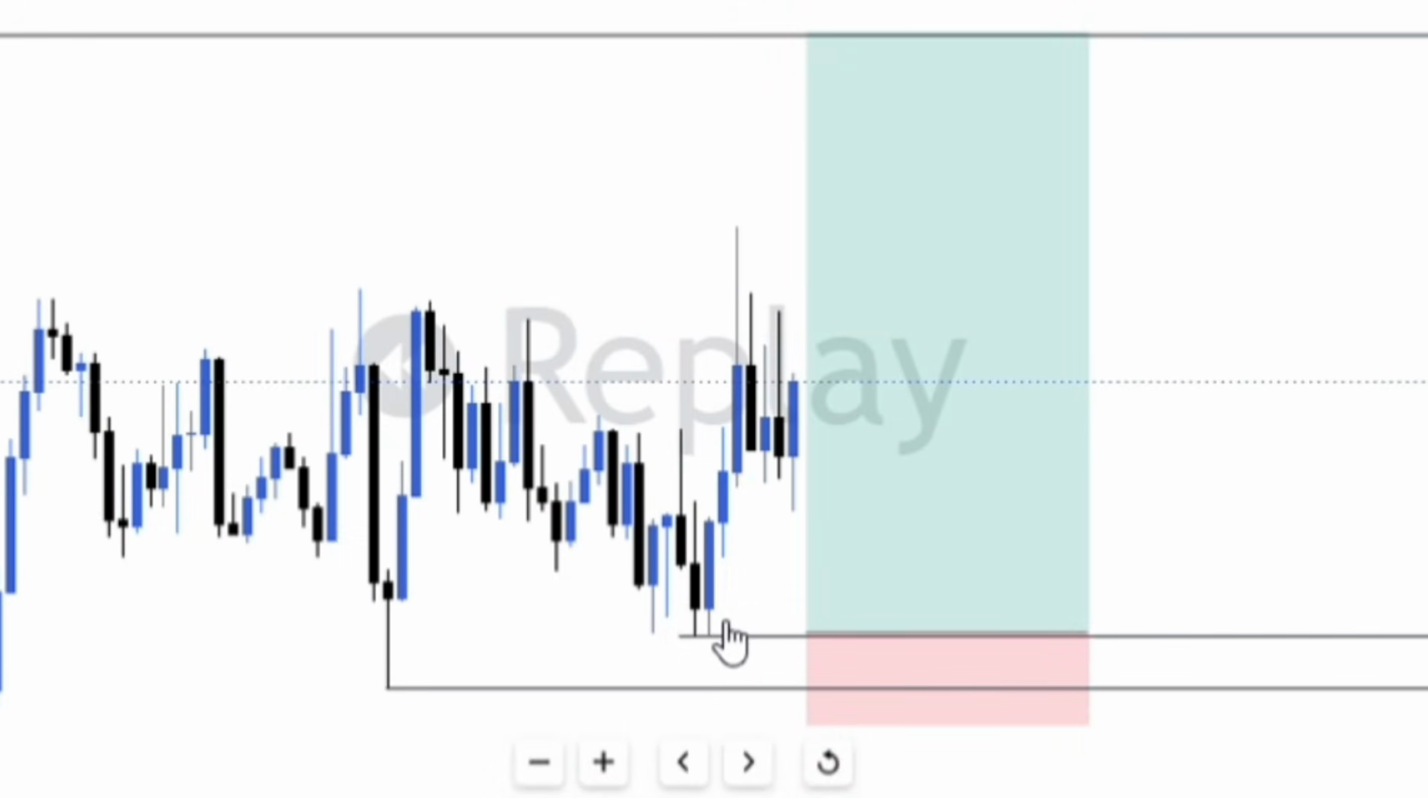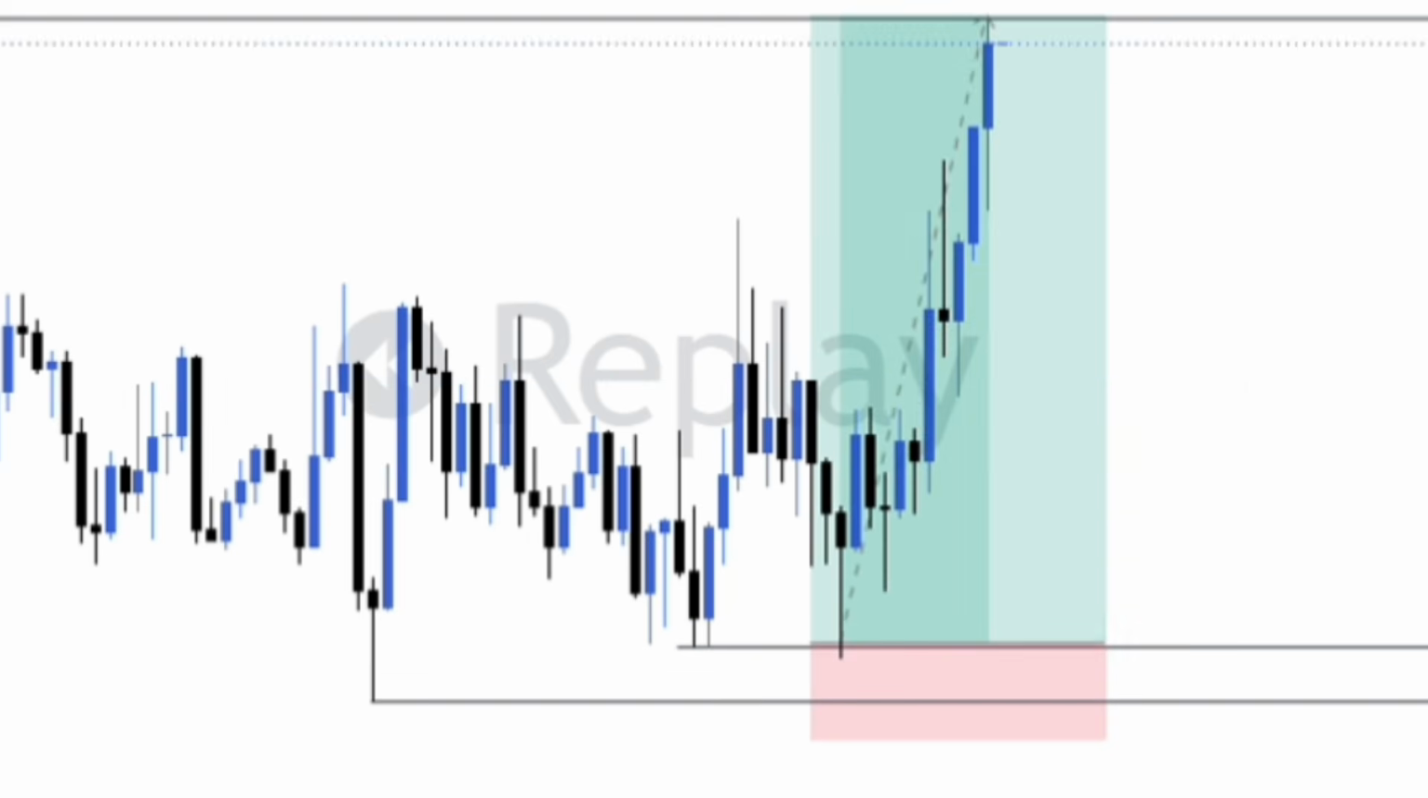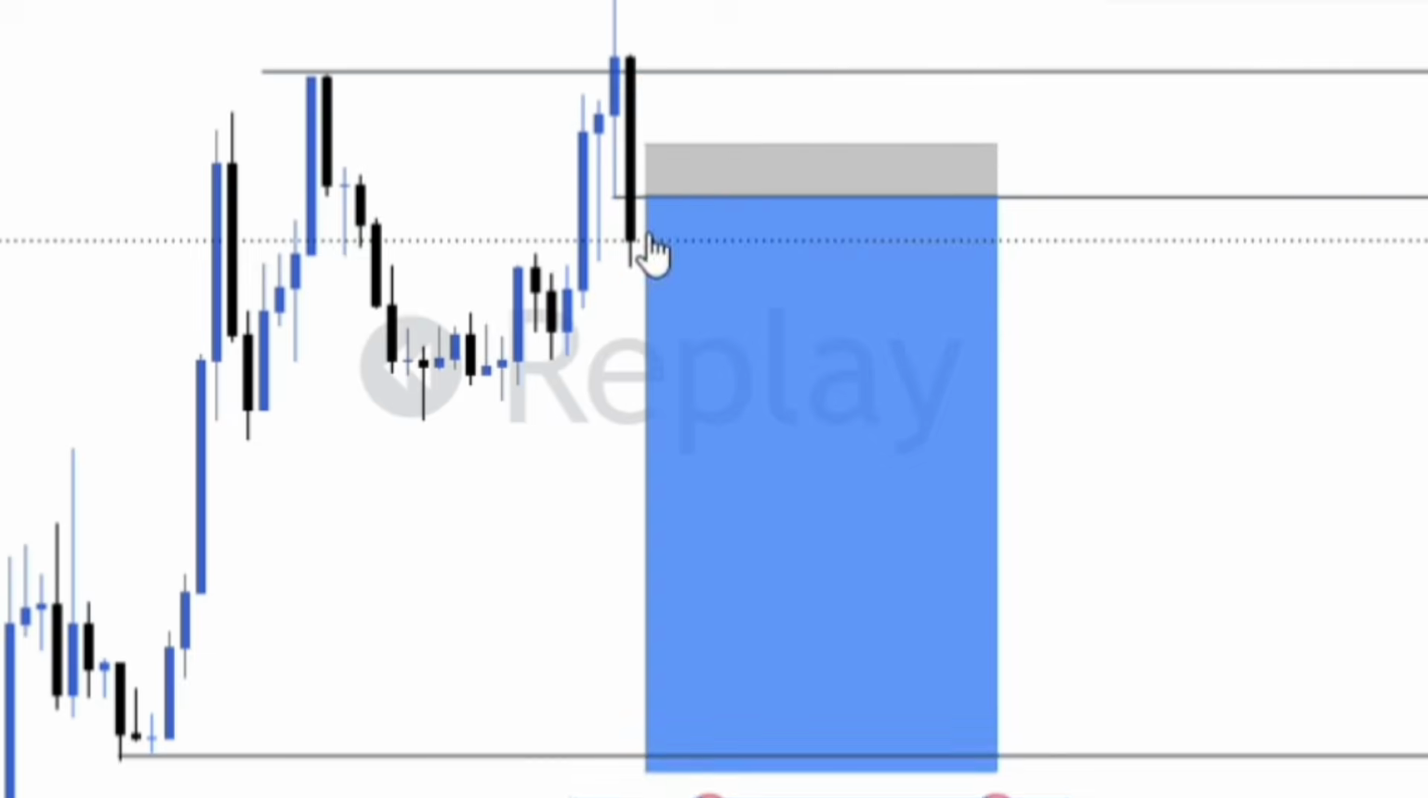First liquidity, confirmation, drawing liquidity, boom. First liquidity, confirmation, entry, target, boom.